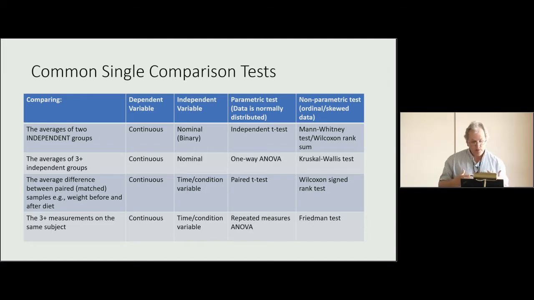So 3+ measurements on the same subject. So we're generalizing the matched sample. Use what's called a repeated measures ANOVA, and the non-parametric equivalent is the Friedman test. So these are very common tests that we use.